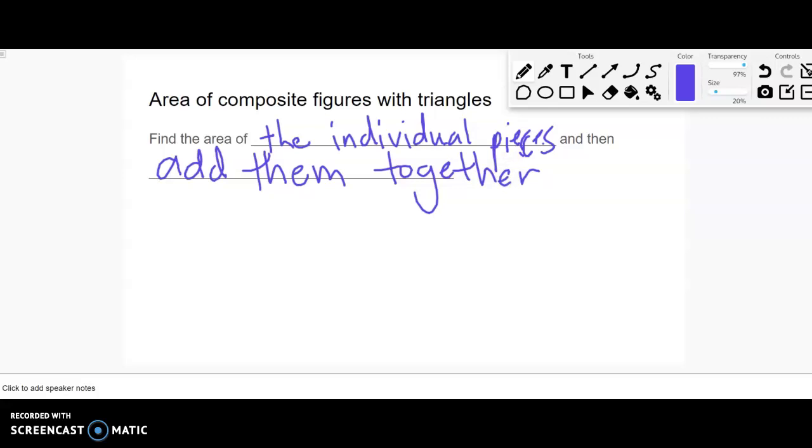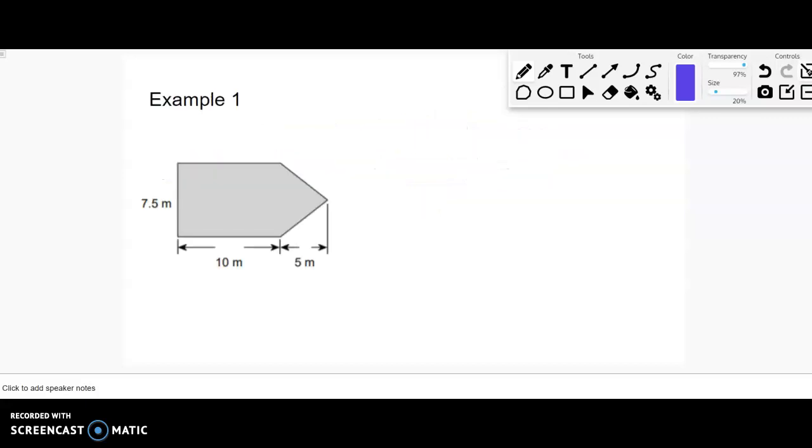All right. So we can break up the shape into shapes that we know how to find the area of, and then we add those pieces together. Make sure you have that down. Pause it or go back if you need to.